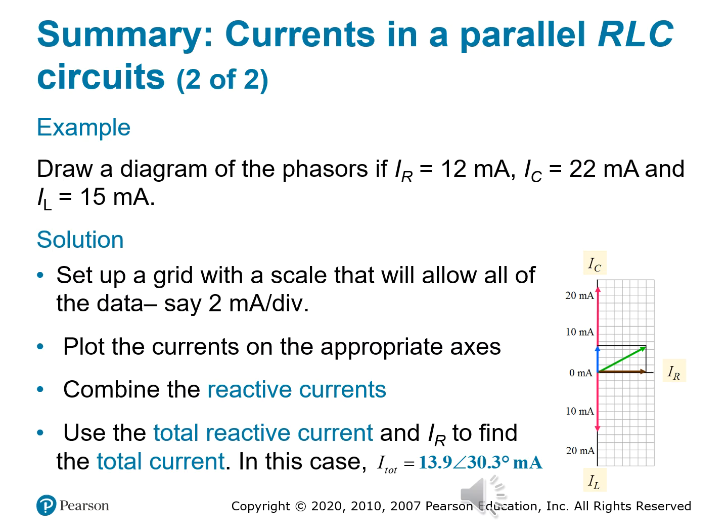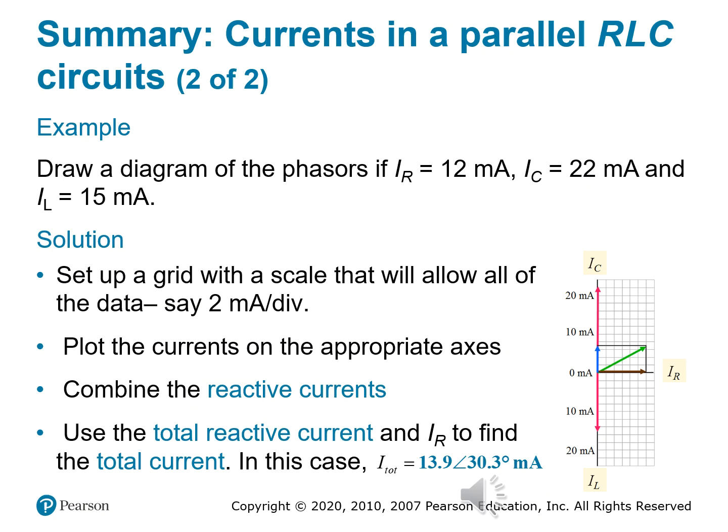Step one, set your graph scale, right? 2 milliamps per division, that's about right. Plot each current at its proper angle, and then combine I sub C and I sub L. Since they point in opposite directions, subtract them to get the net reactive current. So 22 minus 15, how much do we get? 13.9 milliamps. We can use the Pythagorean theorem and the arctangent to find the total current magnitude and phase angle.